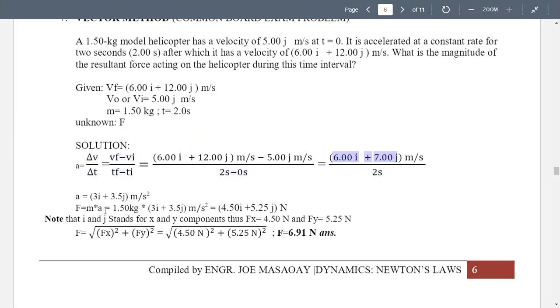Force is equal to mass times acceleration. So substituting the values here gives us 4.5i plus 5.25j. Note that i and j stand for x and y components. Okay, I repeat, i and j stand for x and y components. Thus, f of x here is equal to 4.15 newtons, and f of y here is equal to 5.25 newtons for j.